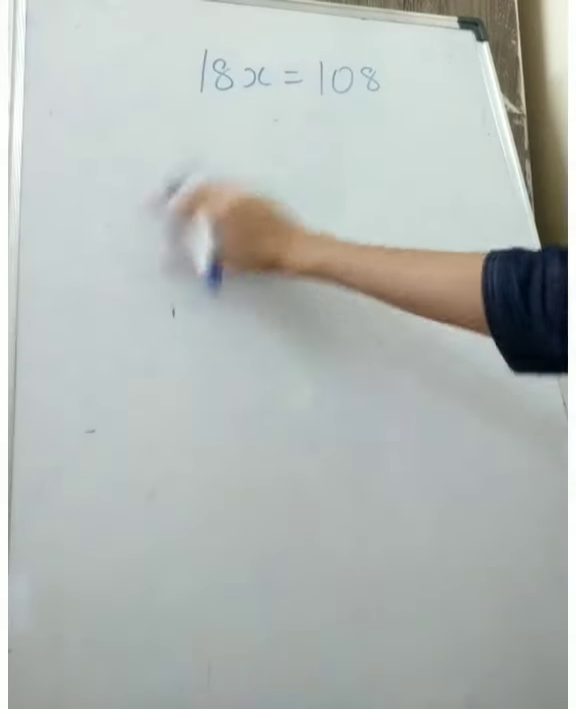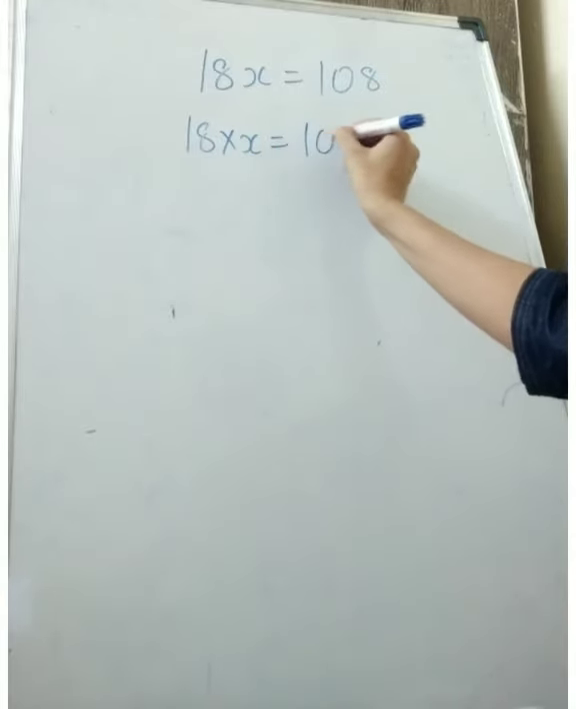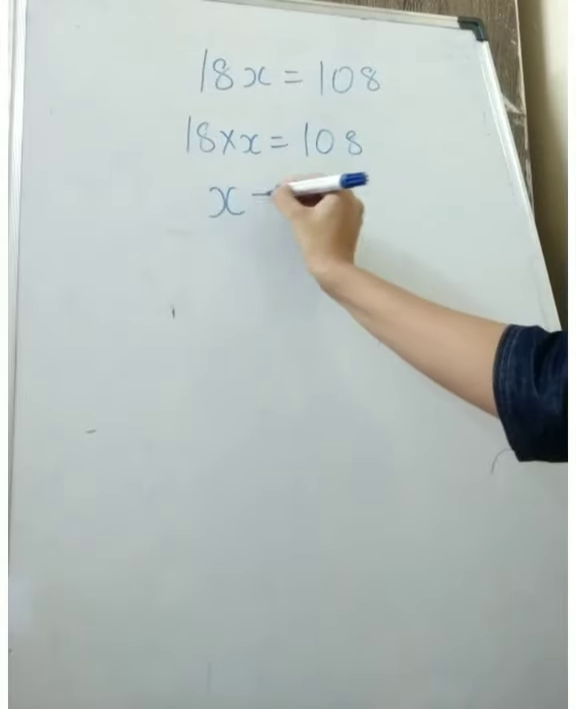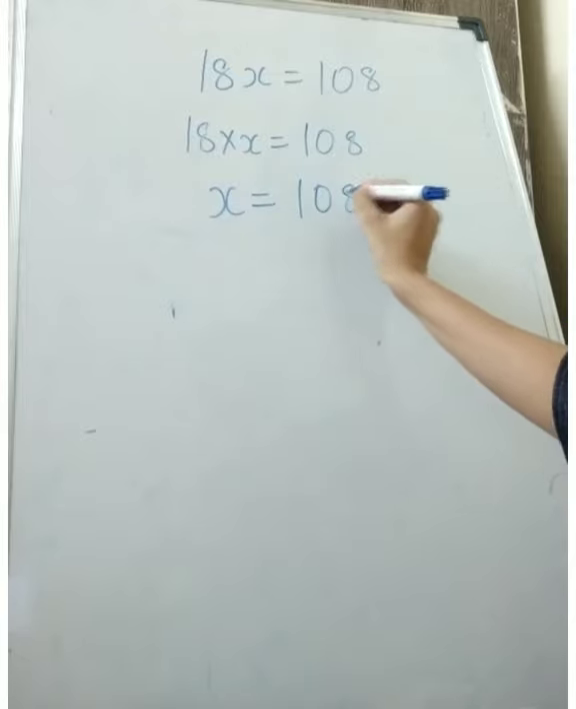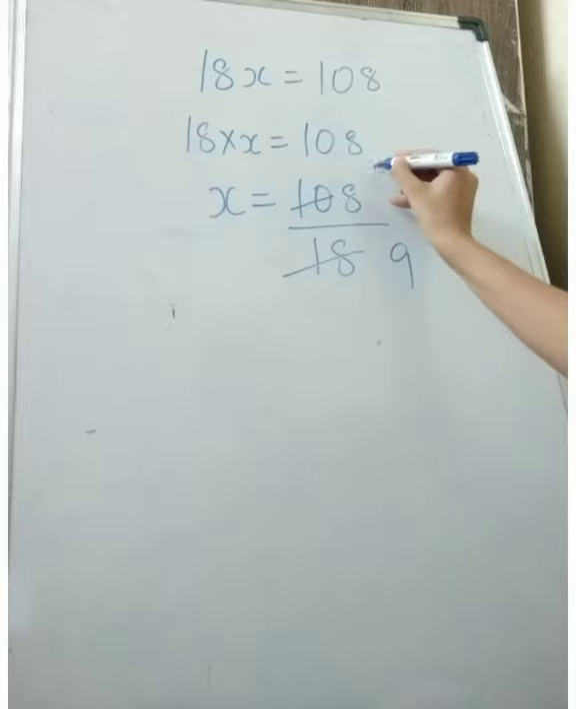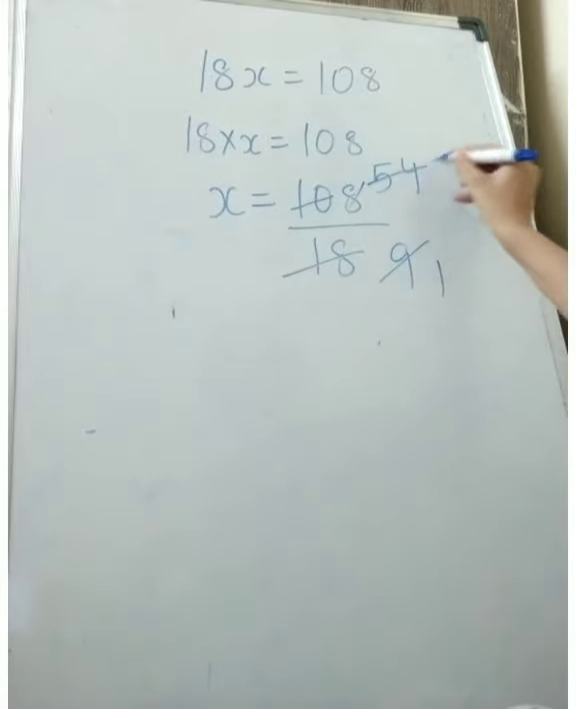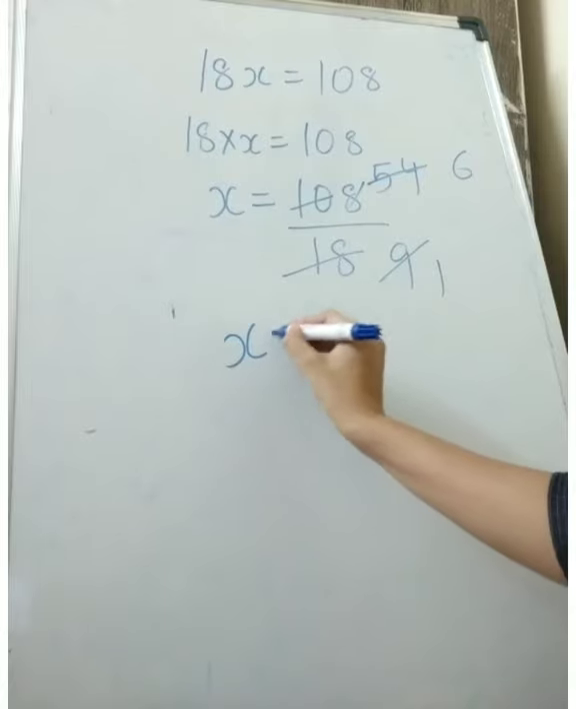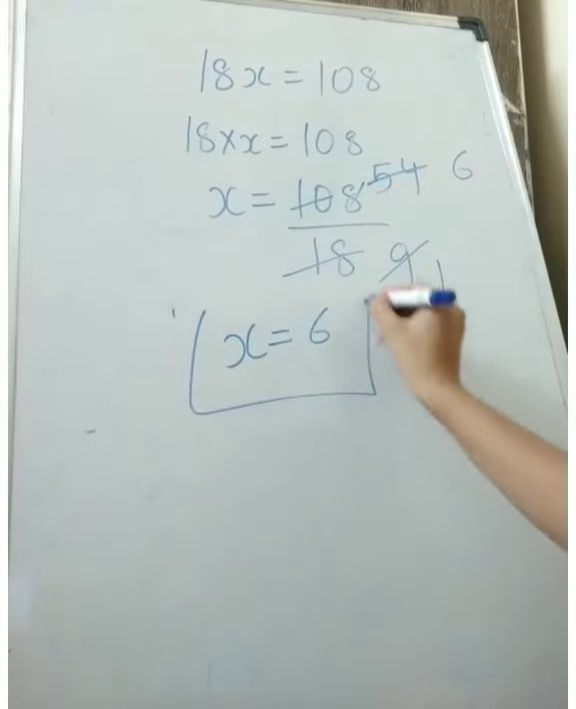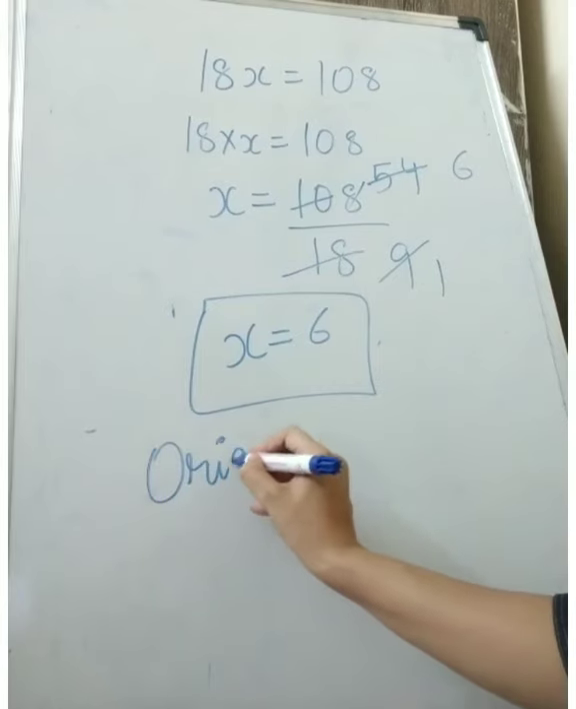Now 18x means 18 into x is equal to 108. So x will be 108 upon 18. Now 2 9s are 18, 2 5s are 10, 2 4s are 8. 9 1s are 9, 9 6s are 54. So the value of x is 6. Now we have to find the original number.